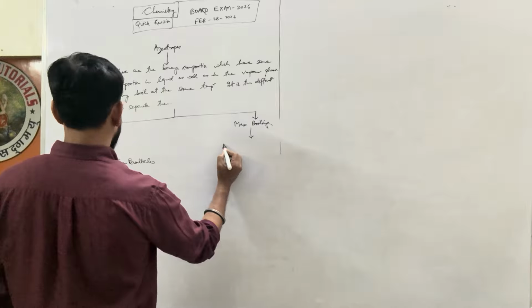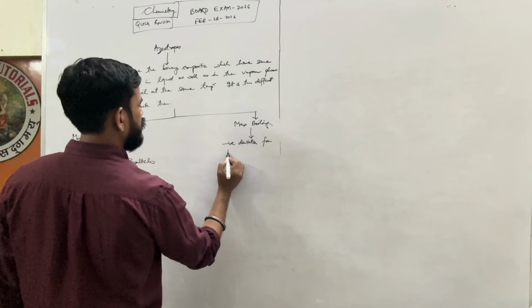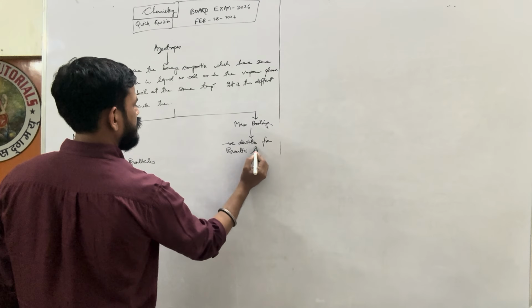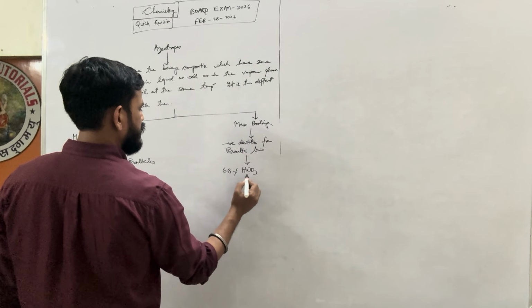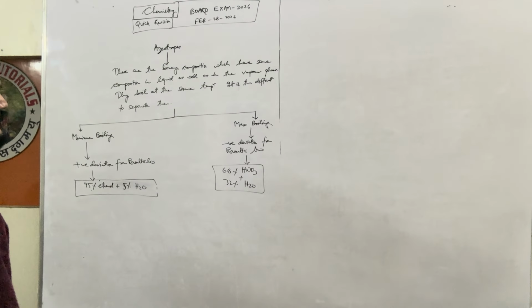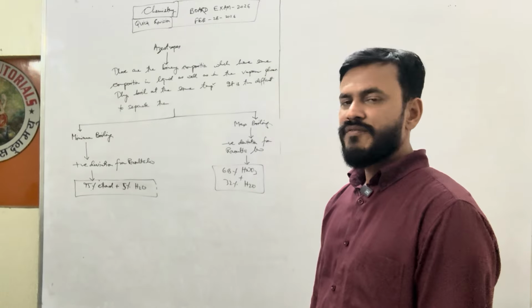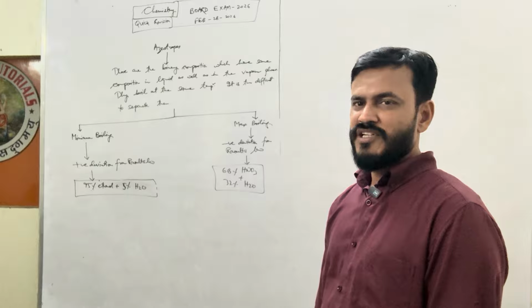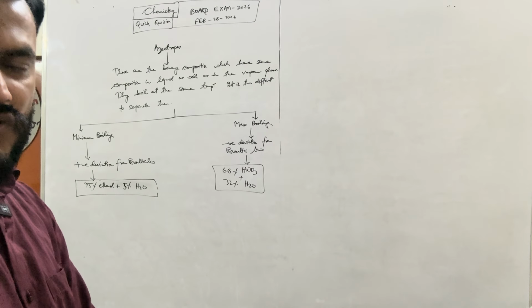Similarly, the maximum boiling shows negative deviation from Raoult's law. And it is 68% nitric acid plus 32% water. So in azeotropes, what are the examples for minimum and maximum boiling azeotropes, positive and negative? This question can be asked in your exam. Examples are extremely important apart from the concept.